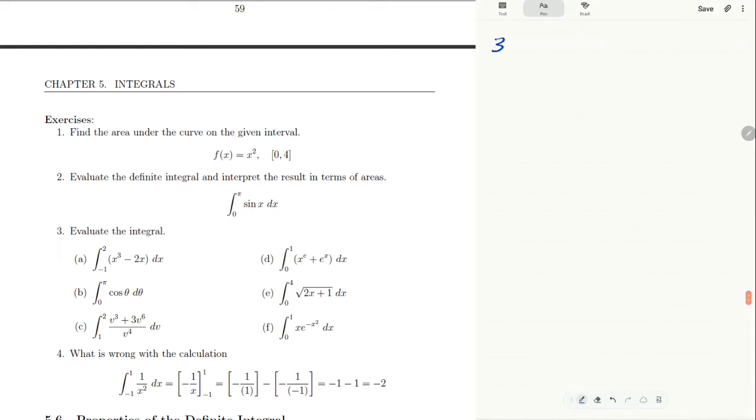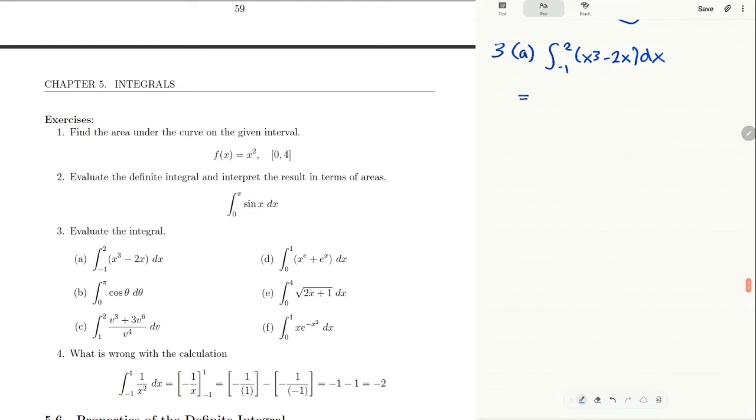So let's have a look at a few more examples of finding definite integrals. So let's start with 3a. We have the integral from negative 1 to 2 of x cubed minus 2x, dx.